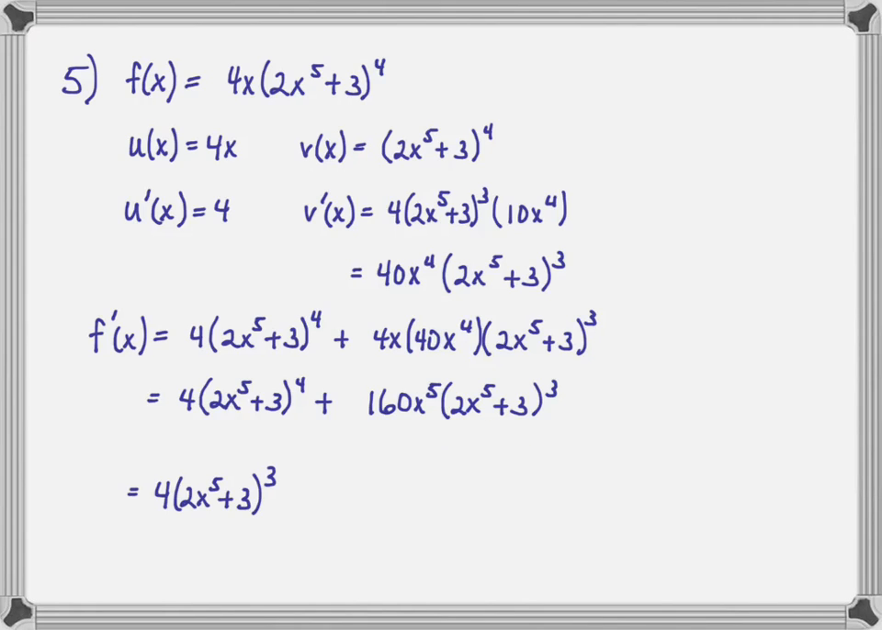And also notice that both of these coefficients are divisible by 4. So I used 4 times this binomial to the 3rd as my GCF. Now inside a pair of brackets I'm going to need the other 2x to the 5th plus 3. And I'm also going to need a 40x to the 5th.